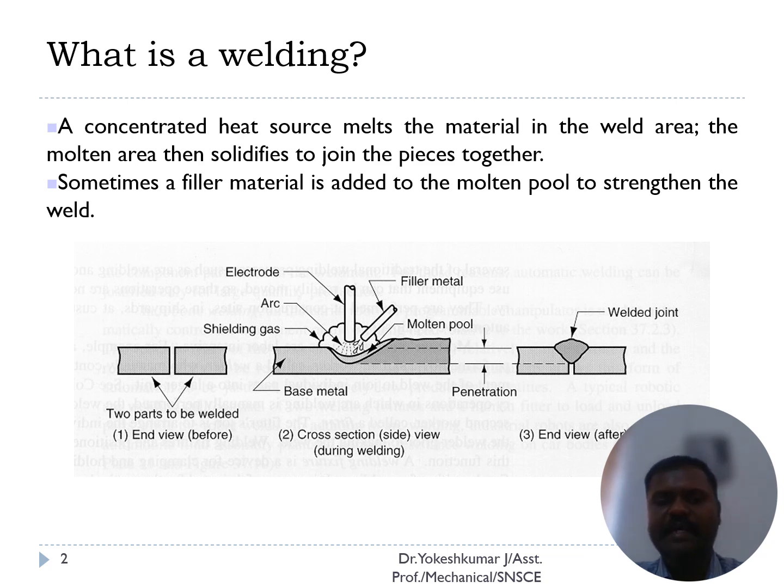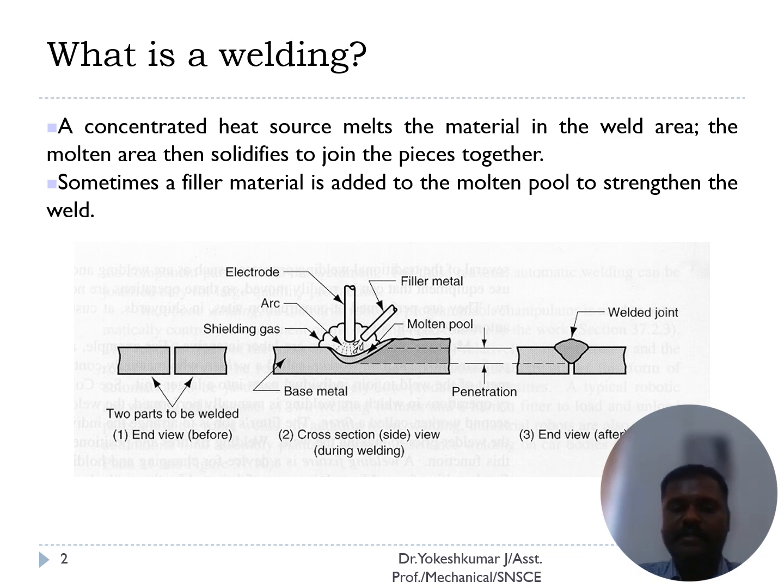Here a concentrated heat source is applied on the metal, which is called the parent metal, in the weld area. So the weld area is converted into a molten area, which solidifies and is used to join the metal pieces together. Sometimes filler metal is added to the molten pool to strengthen the weld.